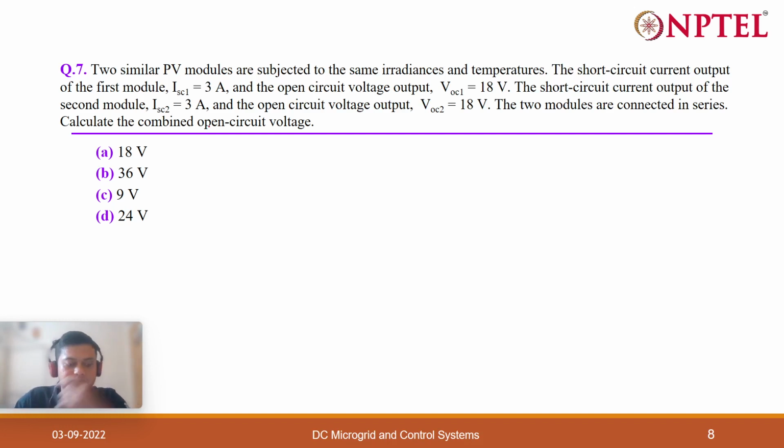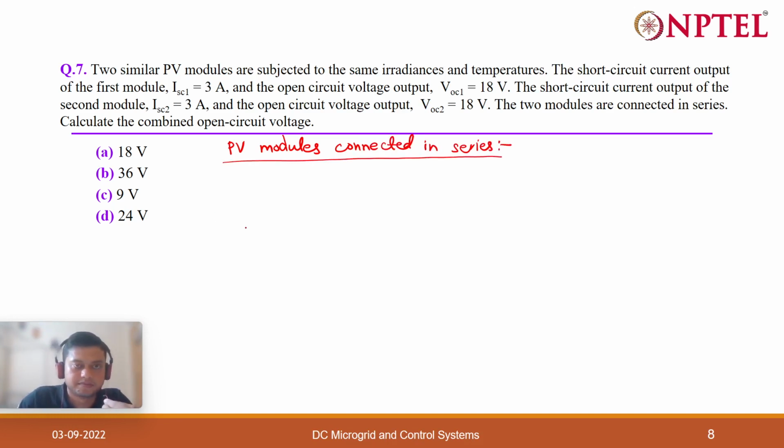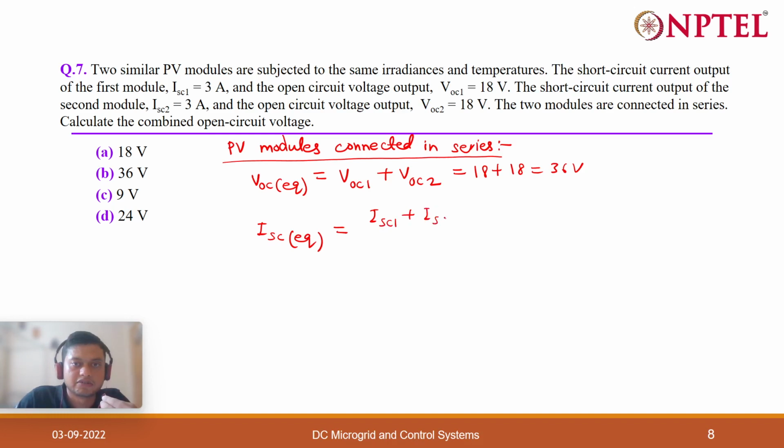So we know that for the PV modules connected in series, either it is similar or dissimilar, you can use this formula. Two PV modules connected in series, VOC equivalent will be VOC1 plus VOC2. If in this question they have asked about the short circuit current, equivalent or combined short circuit current, then you have to take the average, ISC1 plus ISC2 divided by 2.